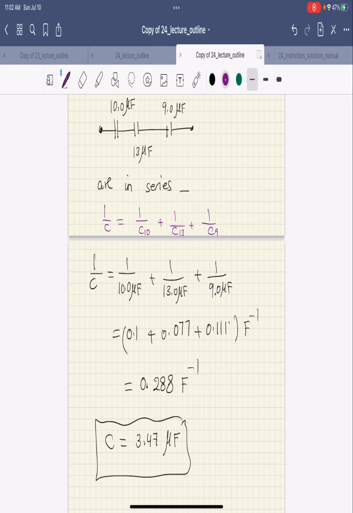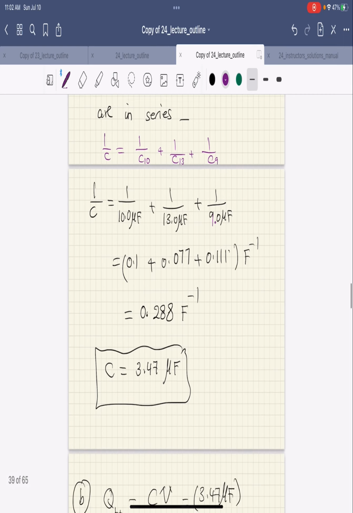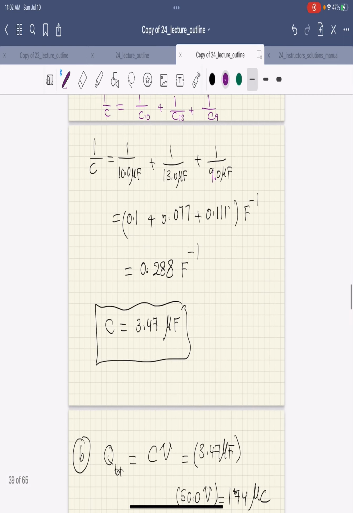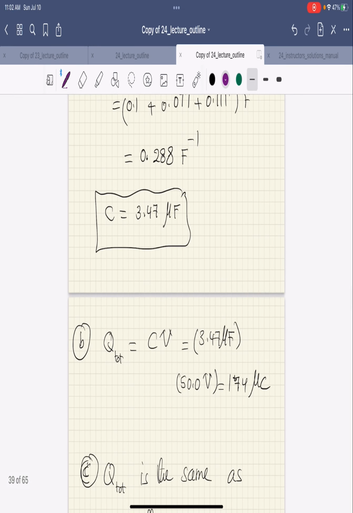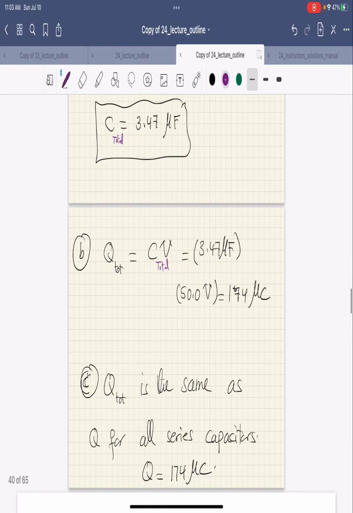And I will take 1 over this. Don't forget, this is one of the common mistakes, 3.47 microfarad. Now, in order to calculate the total charge, this is C total. I will multiply C total by V, which is 3.47 microfarad times 50, which is 174 microcoulomb. I can leave my capacitance in microfarads, but my Q total is going to be in microcoulombs.